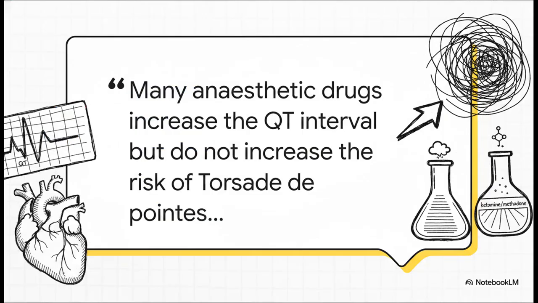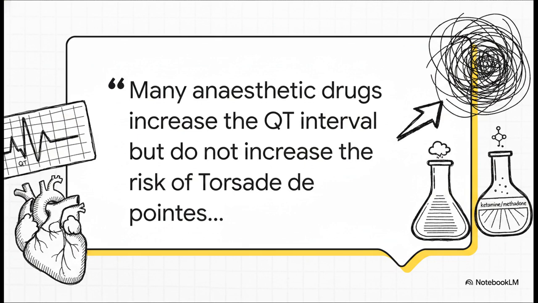So here is the crucial point, and perhaps the single most important message to take away from this explainer today. The real danger lies in drugs that increase that transmural dispersion of repolarization, the TDR. Our volatile anesthetics, for instance, tend to prolong the action potential duration homogeneously across all cell types. They block multiple currents, so while the QT interval gets longer, the TDR doesn't change much.